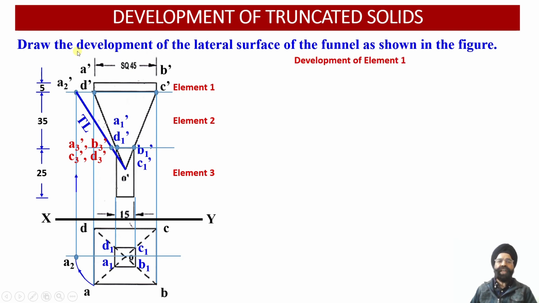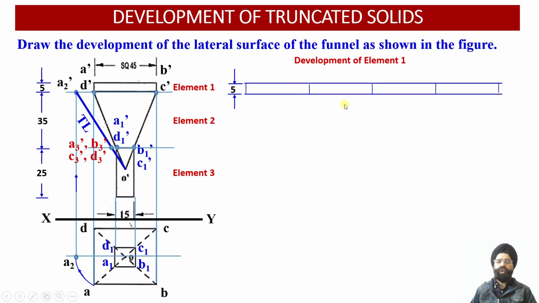Now we are going to proceed with the development of the different elements of the lateral surface of this funnel. Let us start with element number 1. Element number 1 is a square prism having base edge equal to 45 millimeter and height of axis equal to 5 millimeter. We are going to use the parallel line development method to obtain the development of the lateral surface of the square prism.